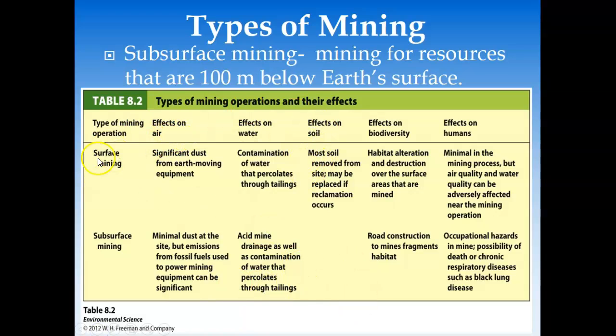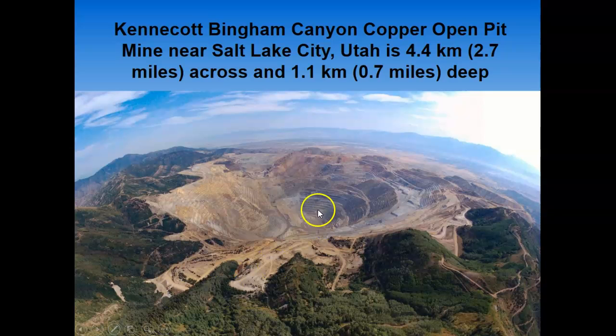So this chart, I want you to read it on your own time, just compares the difference between surface mining and subsurface mining. So this is surface and this is below the surface, and its effect on air, water, soil, biodiversity, and humans. This has come up in FRQs before, so make sure you read this in the book, because it's very important to think about all the hazards that mining has on humans and biodiversity.